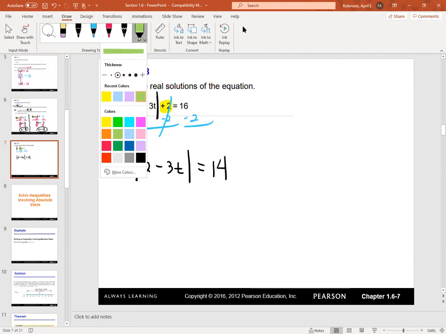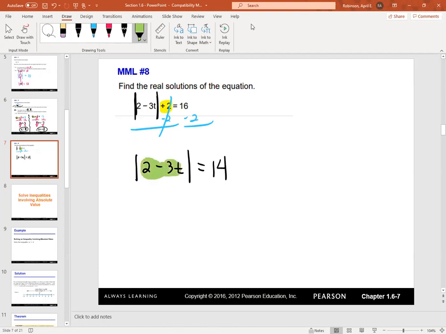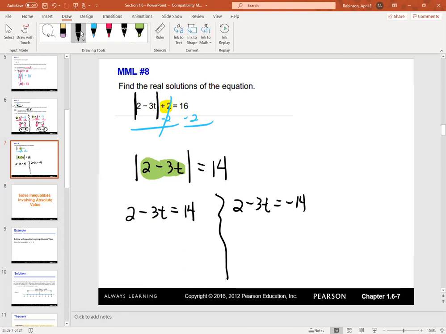Either 2 minus 3t equals 14, or it equals negative 14. The stuff inside the absolute value is either going to be 14 or negative 14 before you take the absolute value, because then after the absolute value, they'd both be positive. So I'll solve both of these to find what values of t make that happen.